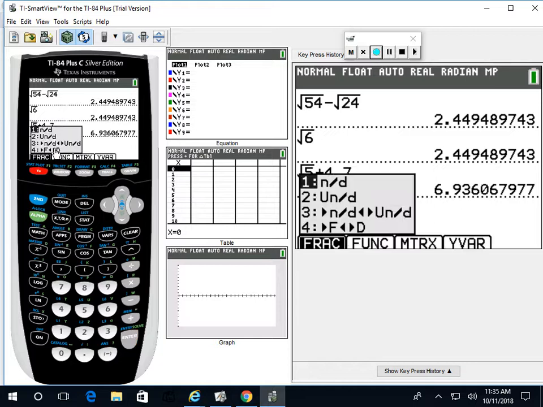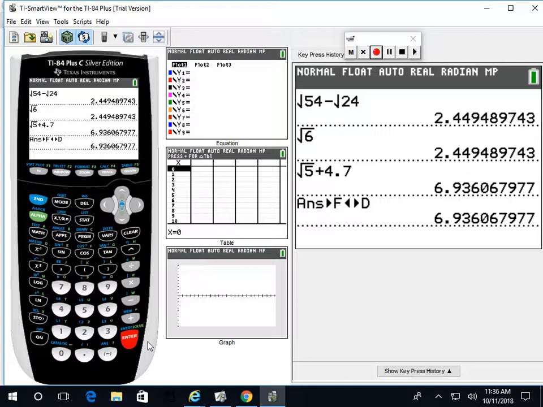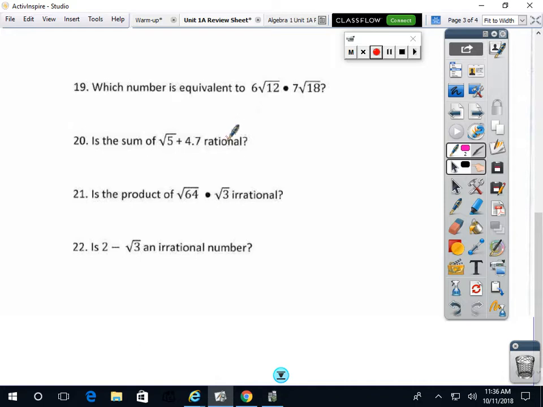Now, we see that when I attempt to make it a fraction, how do I do that? Alpha y equals number 4. See how it'll take a fraction to a decimal or a decimal to a fraction? So hit number 4. Did it become a fraction? No, which means that it is not rational. It would not become a ratio.